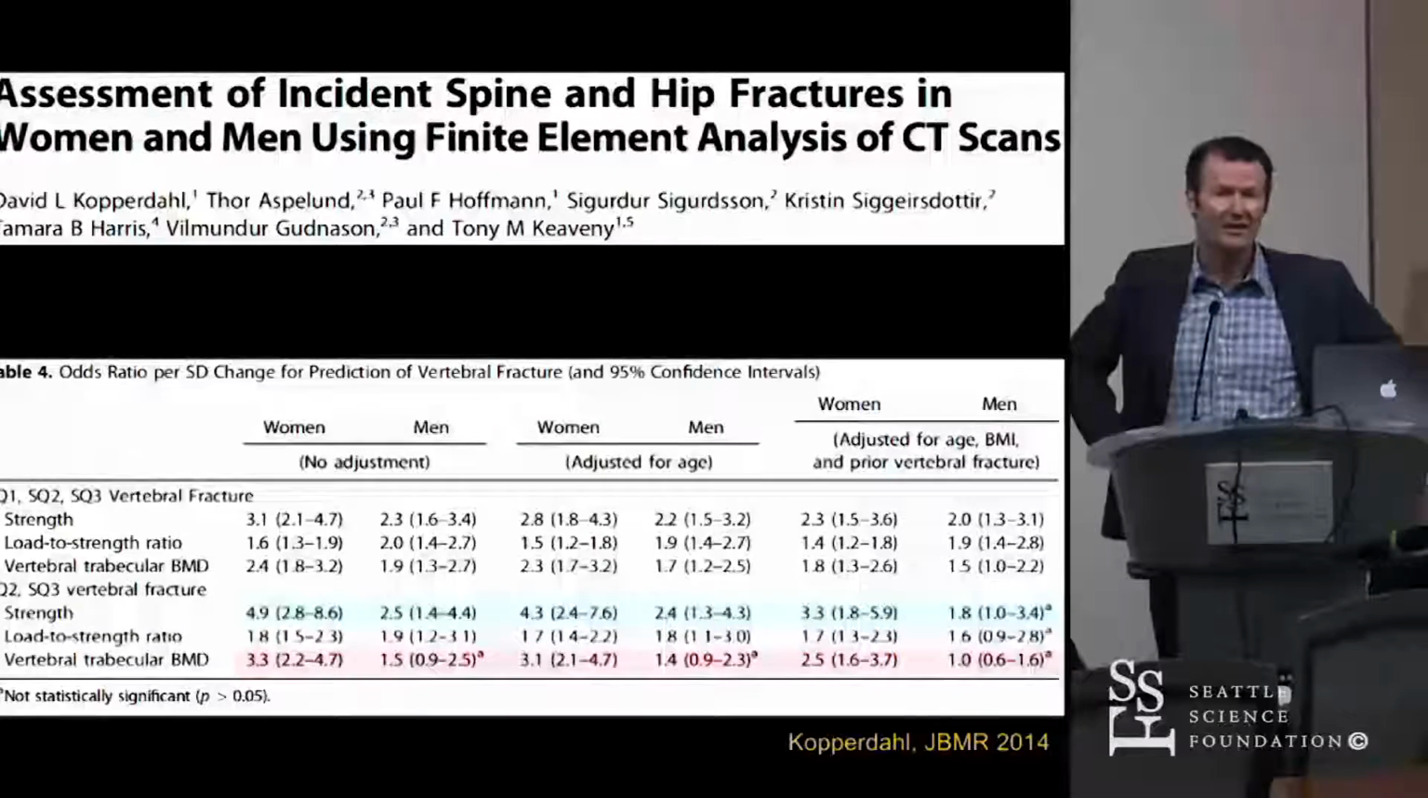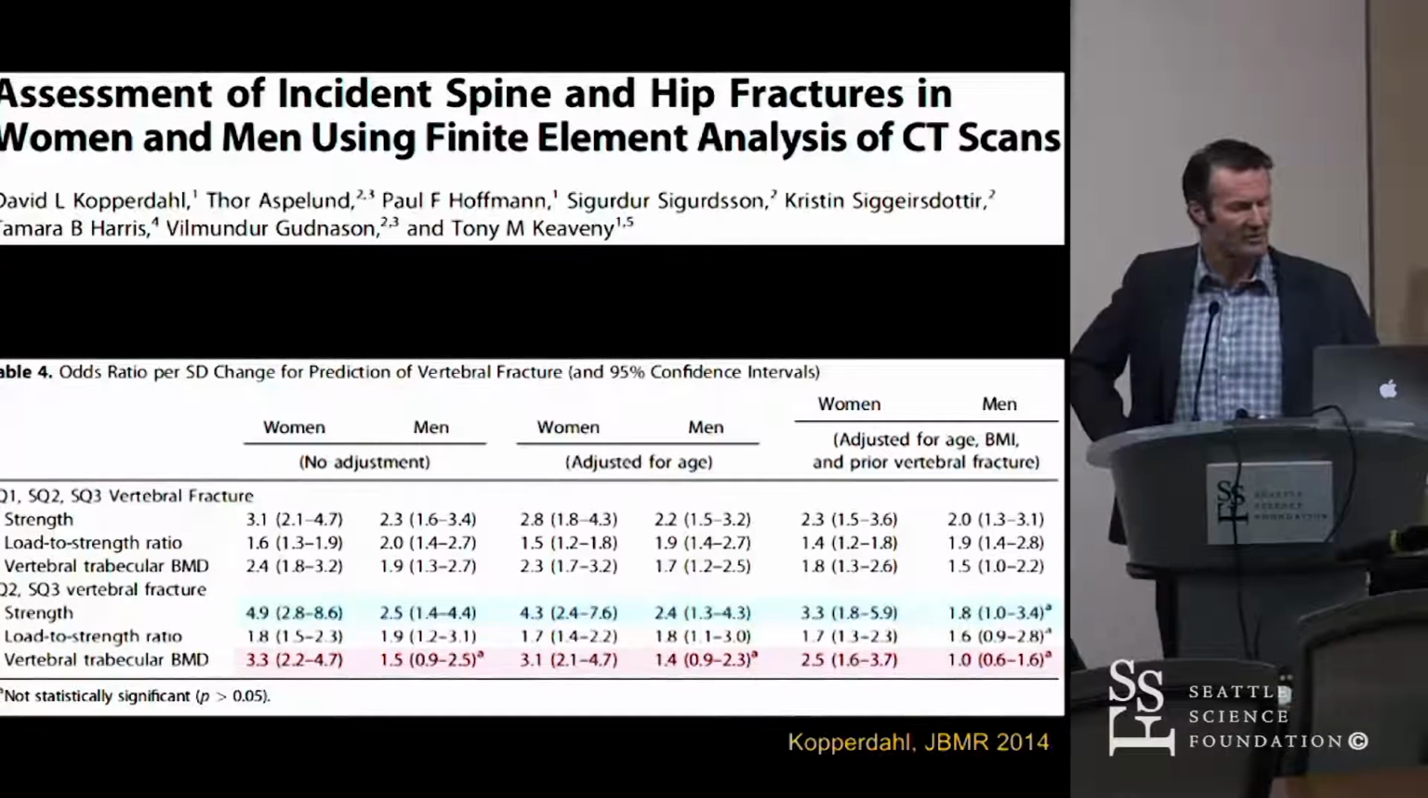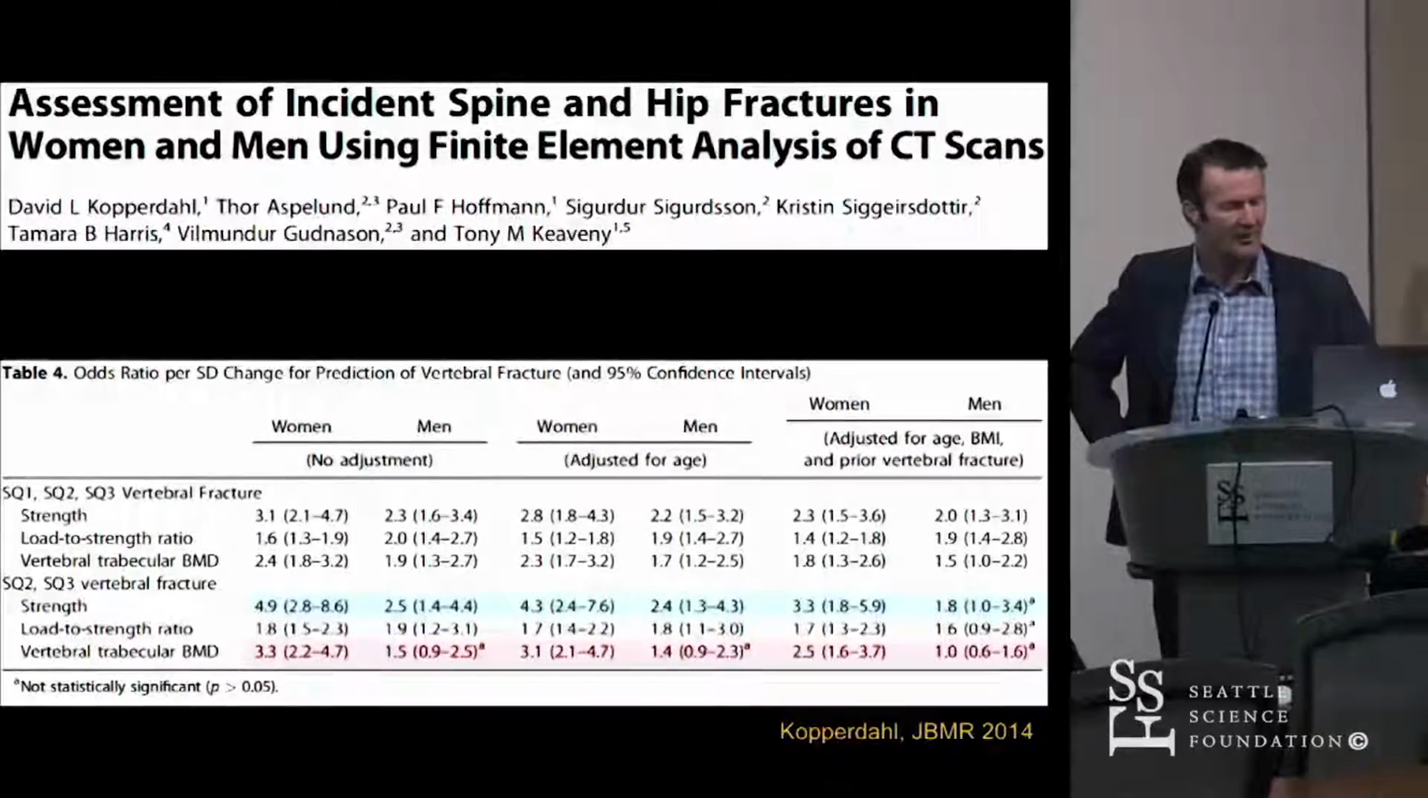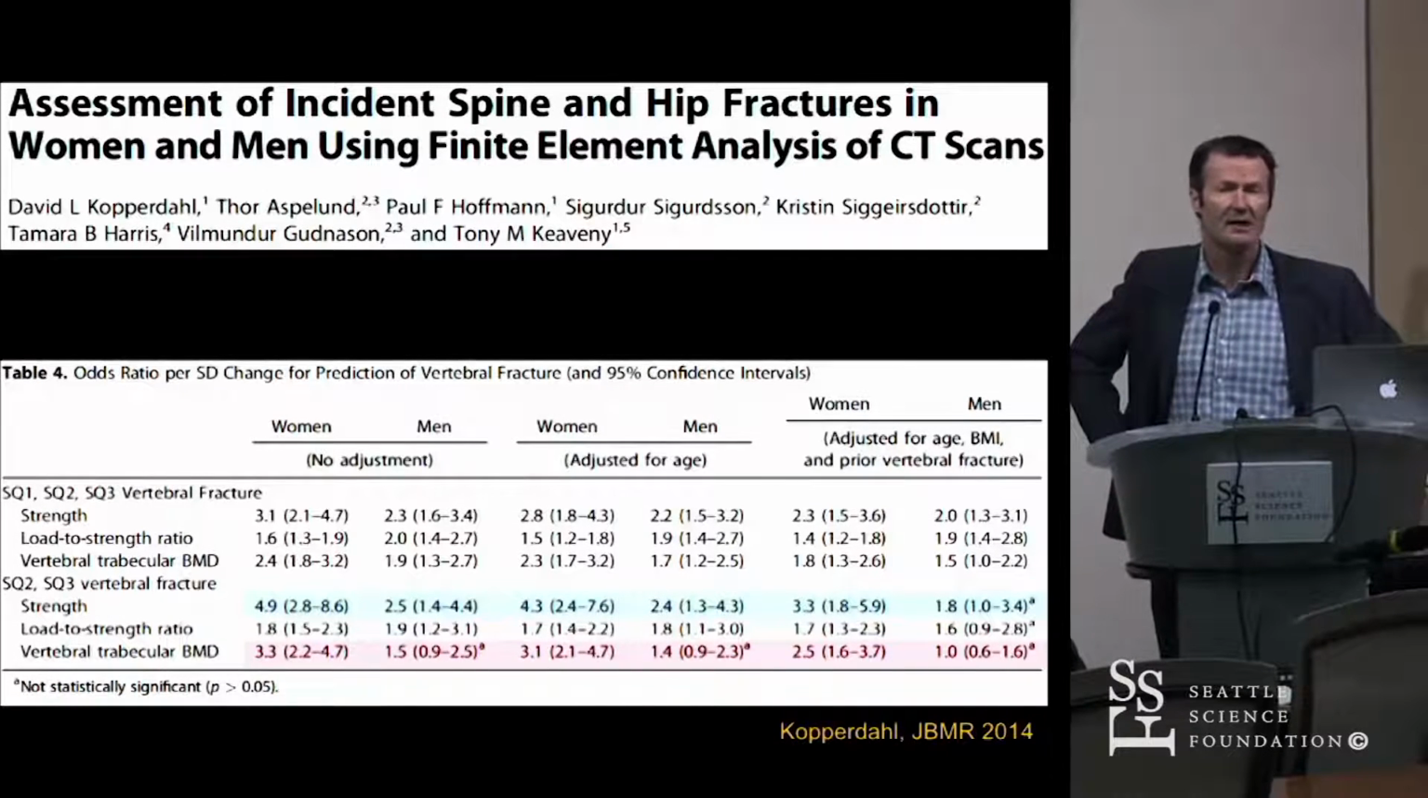We did another study in Iceland. Iceland is one of those Scandinavian countries where they have these captured audiences. This was a study on 5,000 men and women, and it was the same results. The blue here shows you the odds ratios for the bone strength measurements for predicting new vertebral fractures in women or men. The red shows you BMD from a CT scan. We didn't even bother doing DEXA here because, one, it was difficult to do, and it just wasn't fair. So the bone strength is even better than the trabecular BMD.